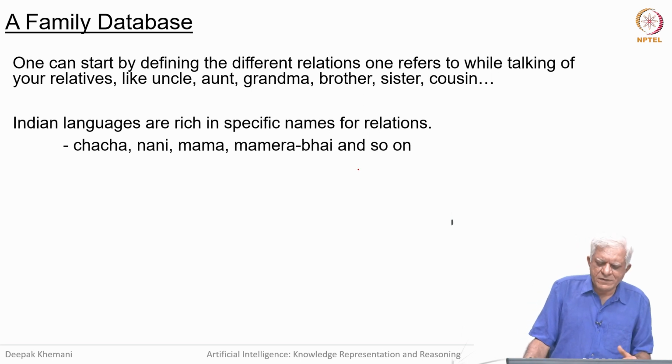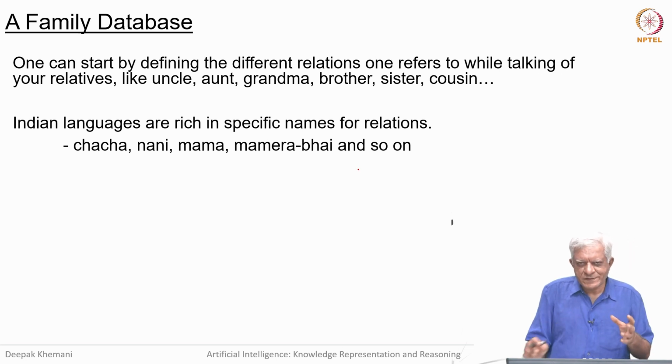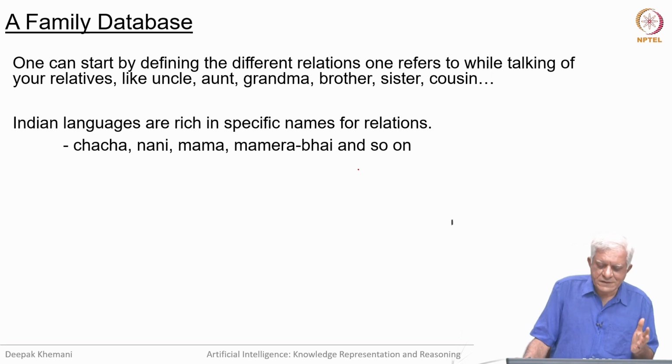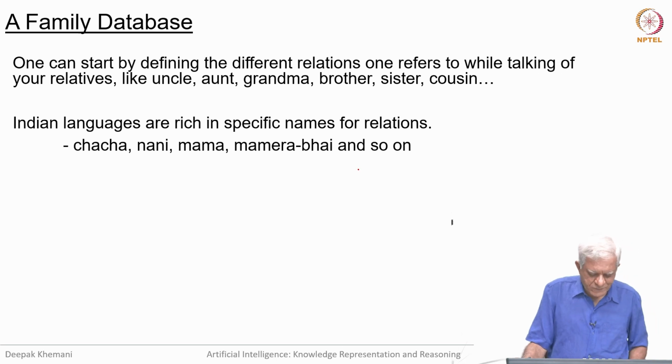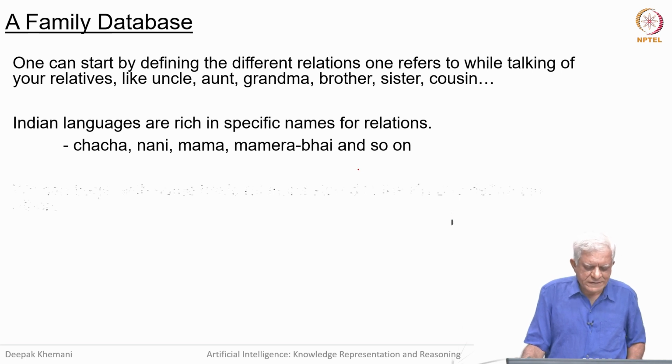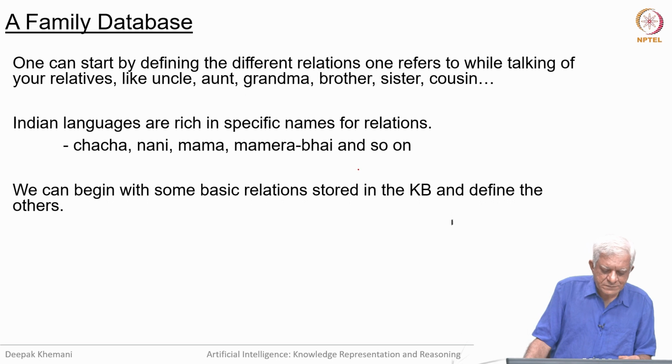Indian languages in particular are rich in specific names for relations. So, while in English you might say aunt or uncle, in Indian languages we have a name for every specific kind of an uncle. So, there is chacha, there is nana, there is nani, mama, mamera bhai and so on. So, many of you would be familiar with such relations. All Indian languages are rich in these terms.